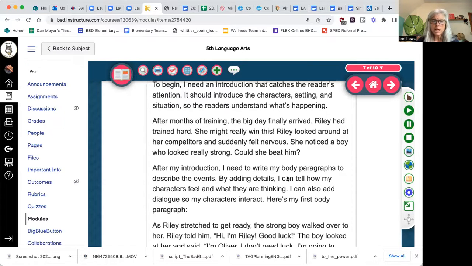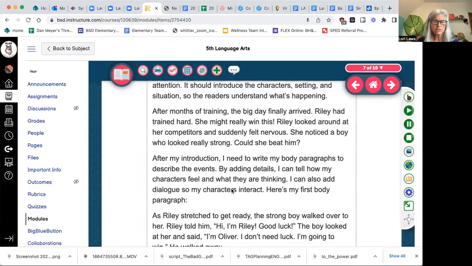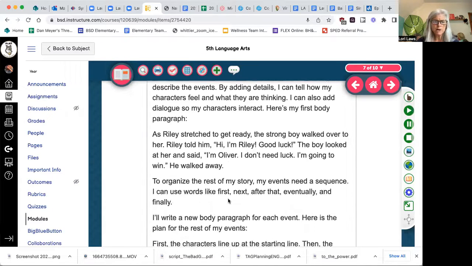After my introduction, I need to write my body paragraphs to describe the events. By adding details, I can tell how my characters feel and what they're thinking. I can also add dialogue so my characters interact and talk. Here's my first body paragraph.